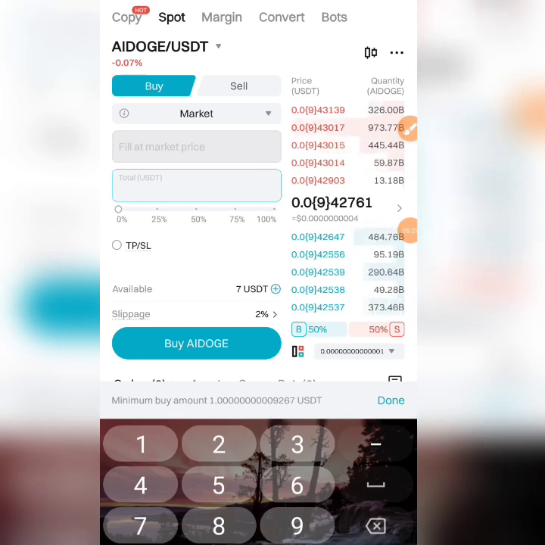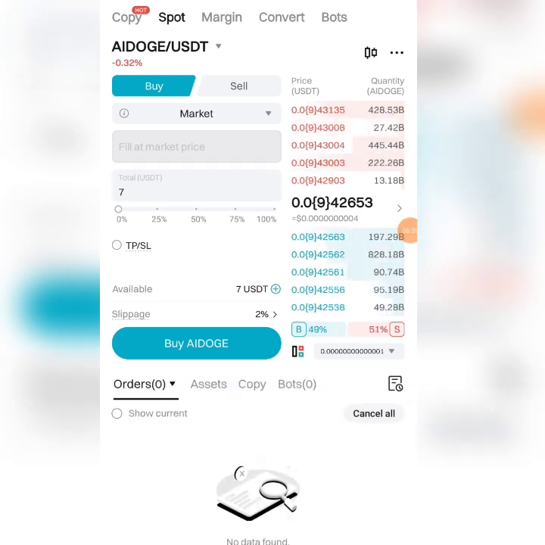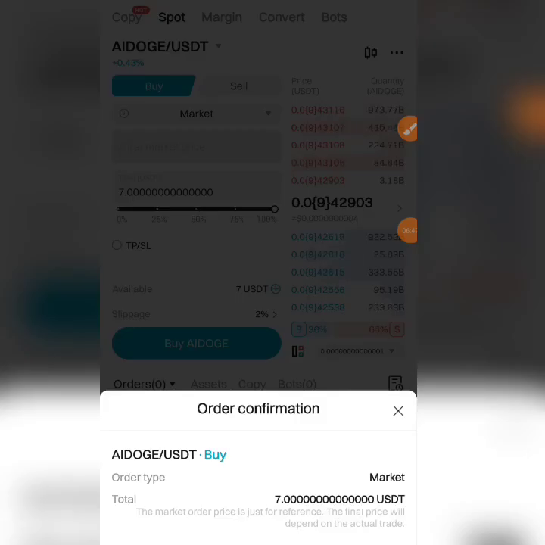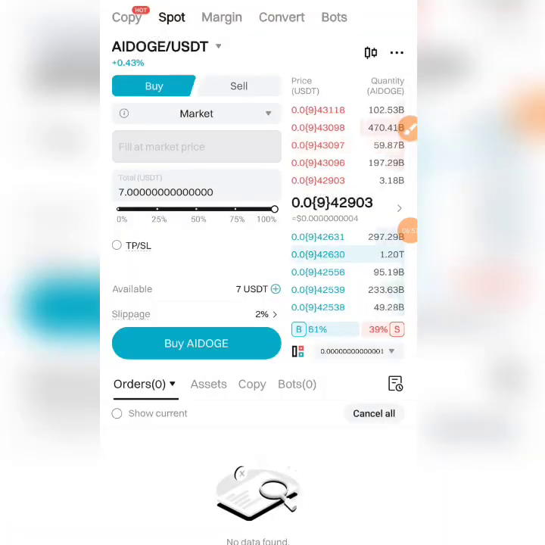You may input the amount of USDT that you want to buy. Like I have 7 USDT, and then I will buy. So if you don't want to input the amount of USDT, you can just slide this thing right over here. You can slide it to choose if you want to buy 20% of your money, 50%, 75%, or 100%. As you guys can see, I chose 100%, and then I'm just going to click on buy AI Doge. I'm going to confirm that, and that's it, guys. It is as simple as that.